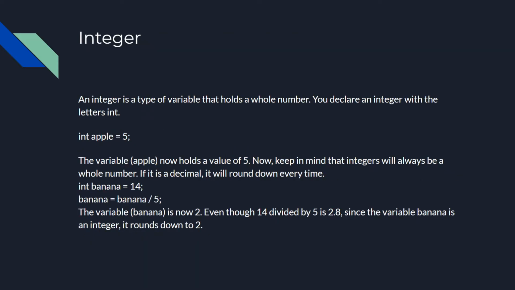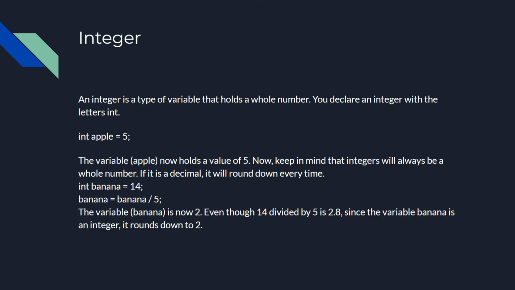An integer is the most basic variable type, and as you would expect, it holds an integer. You initialize an integer like this with the letters I and T. In this example, we initialize the variable apple to have a value of 5. Int apple equals 5. The variable apple now holds a value of 5. Keep in mind that integers will always be a whole number. If it is a decimal, it will round down every time.